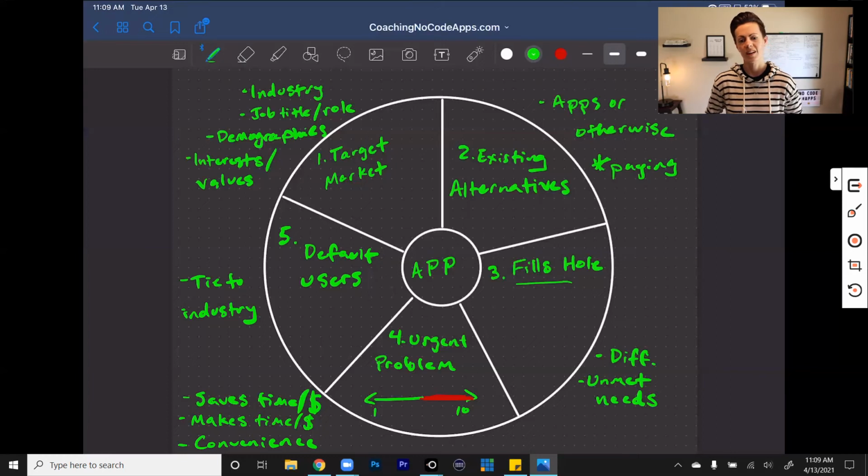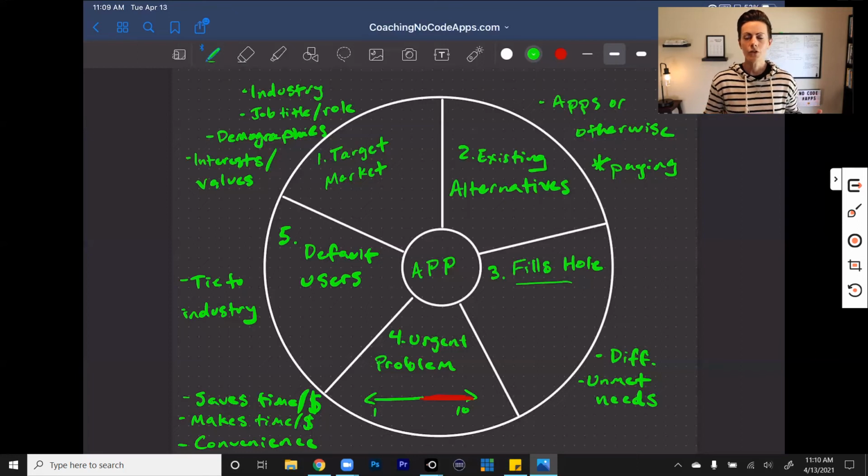Looking at problems that have some level of urgency. The farther to the right you are on this 1 to 10 spectrum, the easier it's going to be for you to build up quick traction. Don't have to have this to be successful, sure, but is it going to help you? Definitely. Does your app help people save time or money, or does it make them time or money? Does it add some level of convenience? That is extra validation for you.